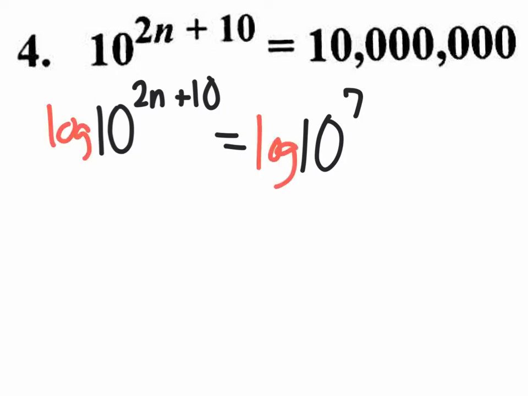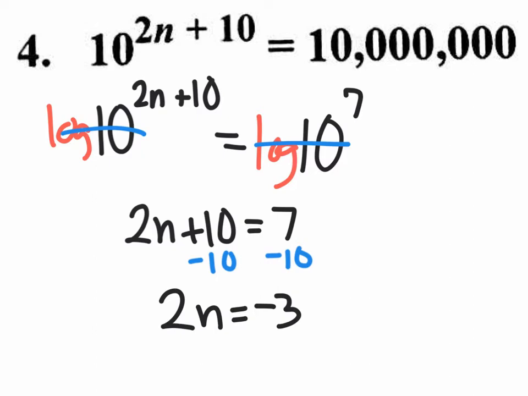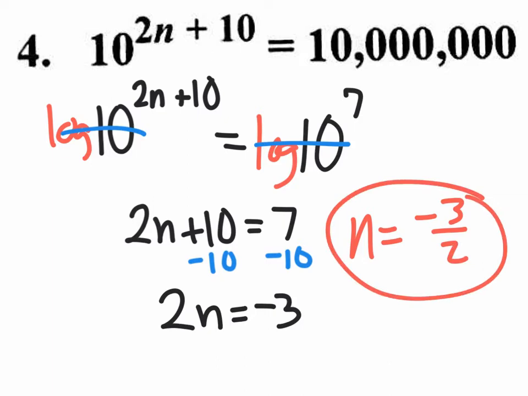So at this point, the bases cancel out, and you end up with a new equation that says 2n plus 10 equals 7. If you subtract 10 from both sides, you'll end up with 2n equals negative 3, which means that your final answer will be n equals negative 3/2, or negative 1.5.